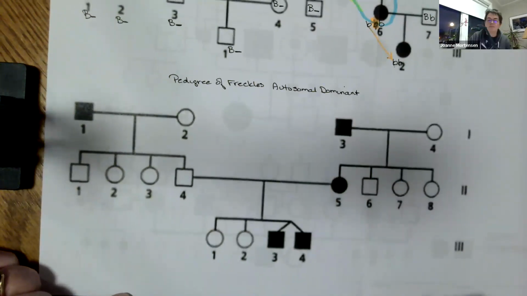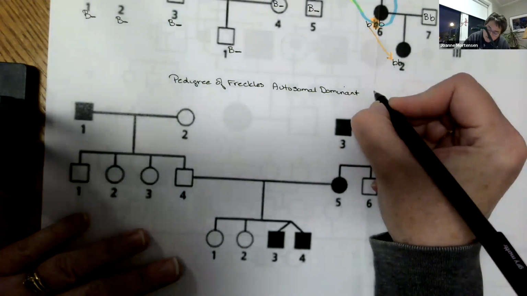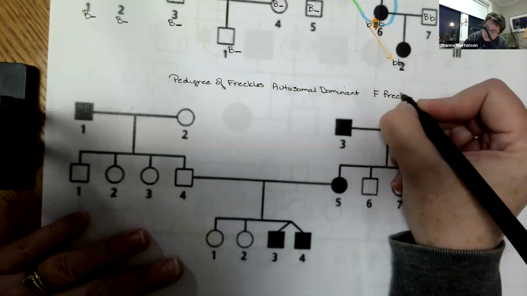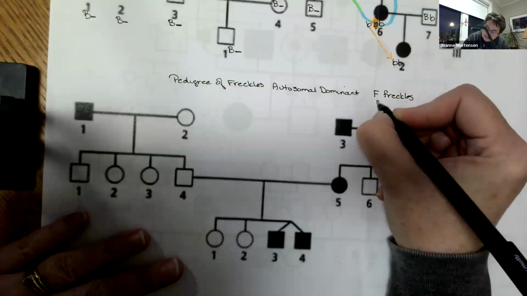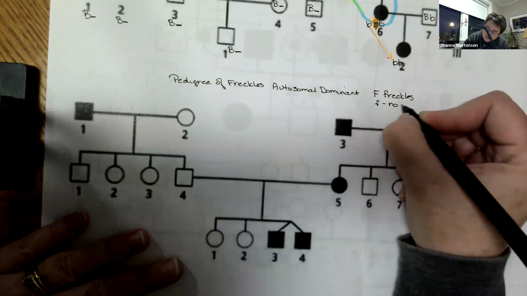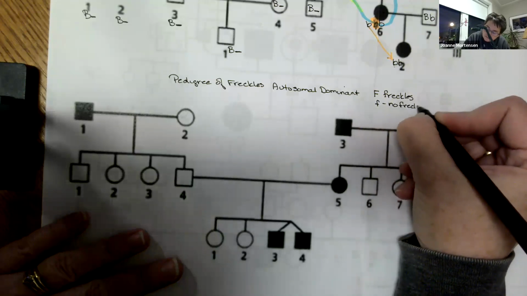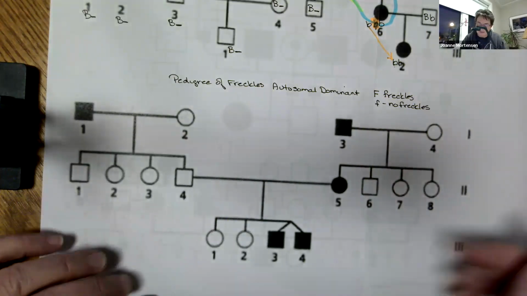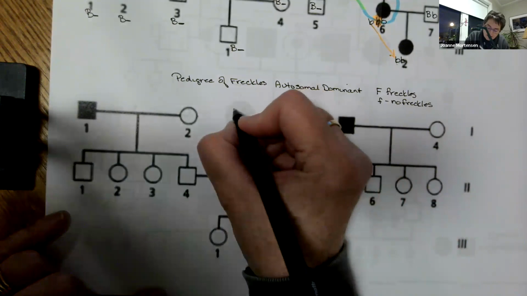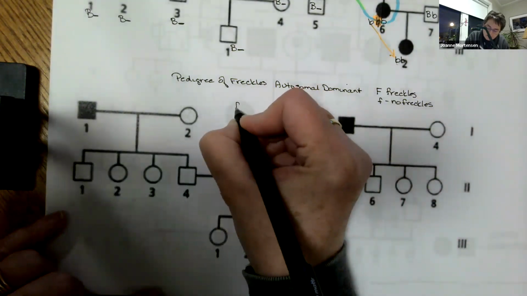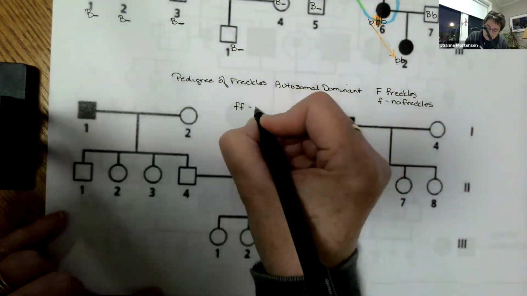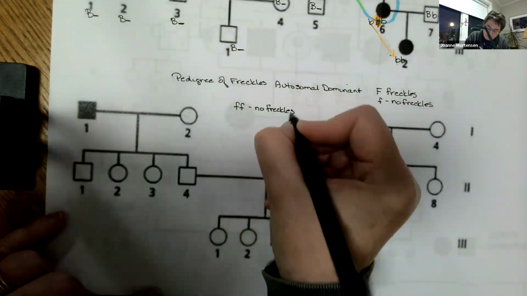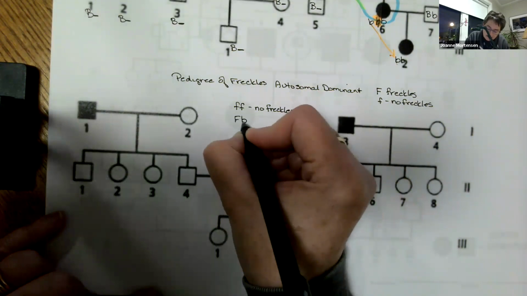So since I said it's a pedigree of freckles, we're going to use capital F for freckles and little f for no freckles. So then our genotypes, I'm going to put them over here. We can have 2 little f's, and that's going to be no freckles. We can have the heterozygous.